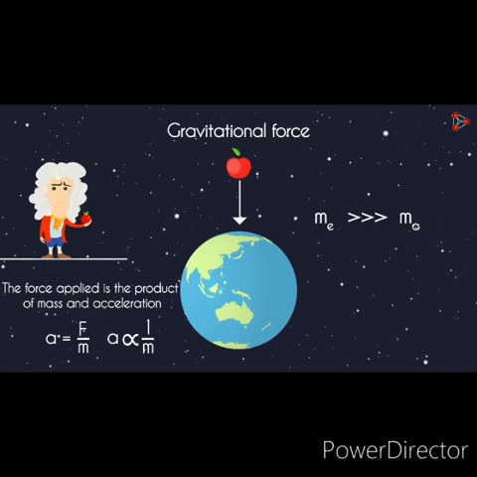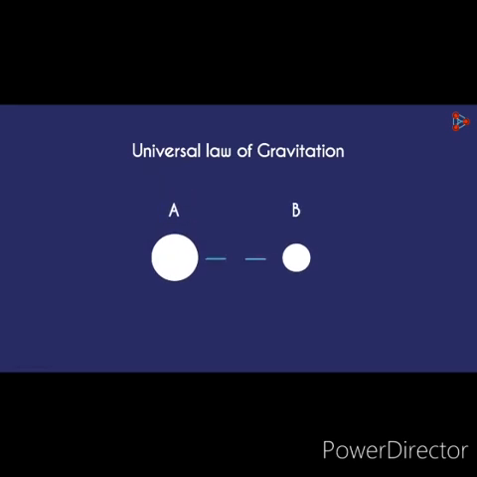Now the question is, how do we quantify this force? To understand this, we need to understand a simple concept, and this simple concept is called the universal law of gravitation. Say there are two objects A and B separated by a distance d. The distance between the centers is considered the distance between the two objects. Assume that the mass of object A is m1 and that of object B is m2. As object A is bigger, let's assume m1 to be bigger than m2.